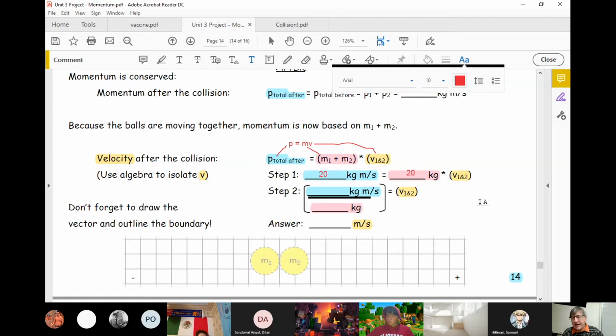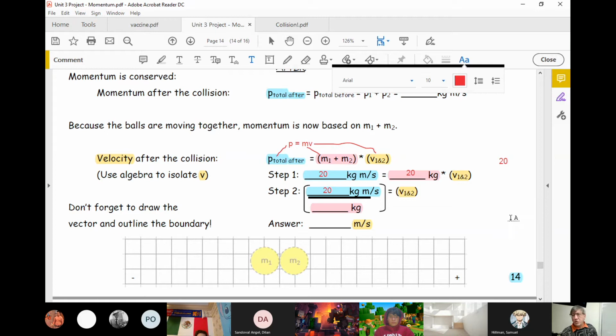Now, the whole thing that has to happen here is we have to get velocity by itself. It asked us to find the velocity. So using algebra, if we have m times v, we're going to have to divide both sides of the equation by m. So we're going to divide this by itself. It cancels out, but we got to divide it over here too. So that's what these parentheses are showing, that we are dividing the momentum by the velocity.